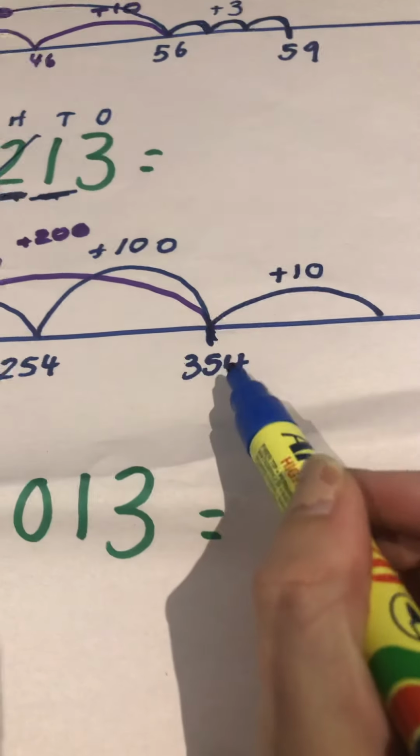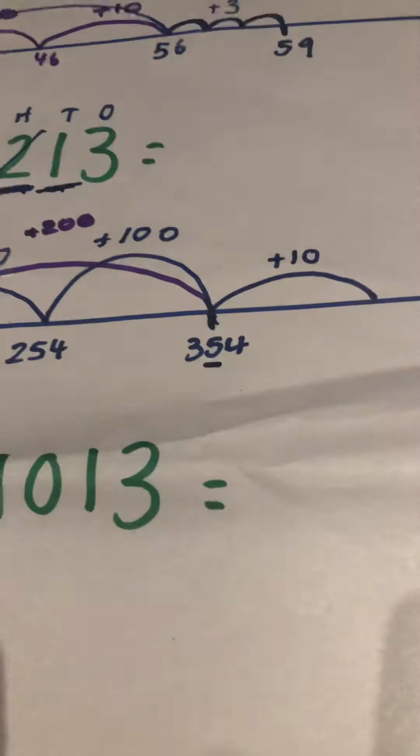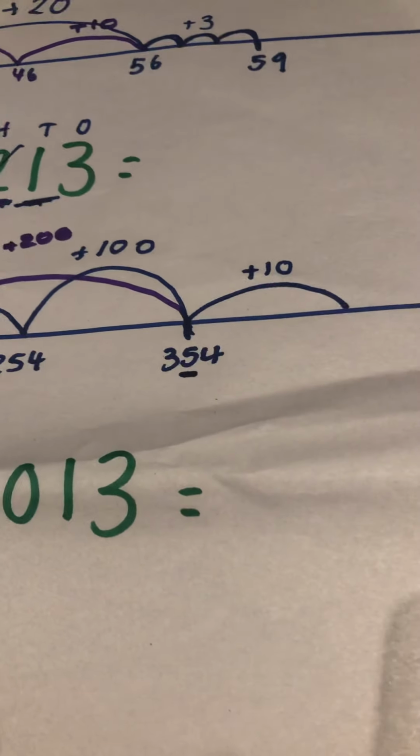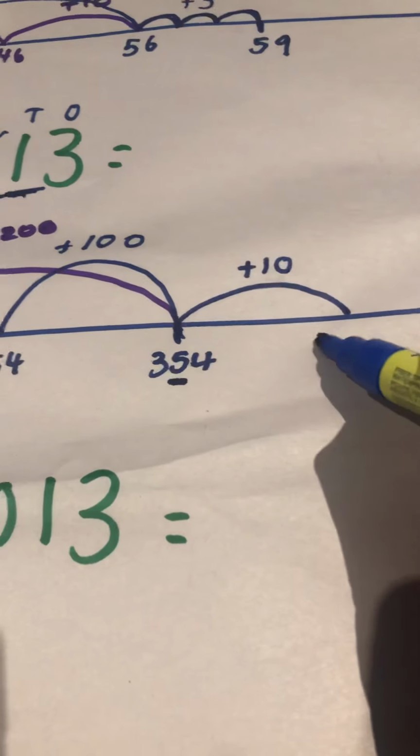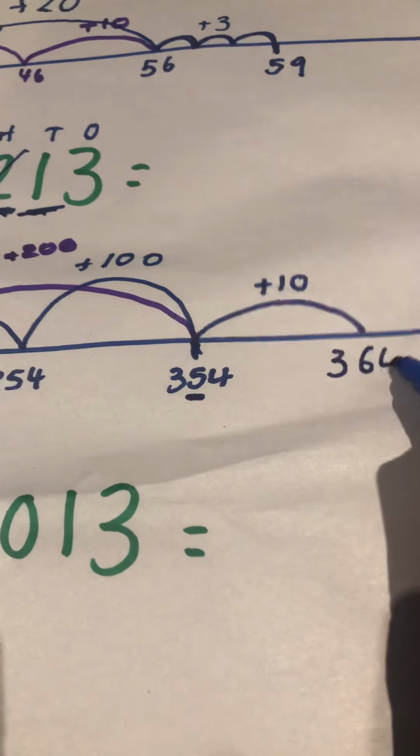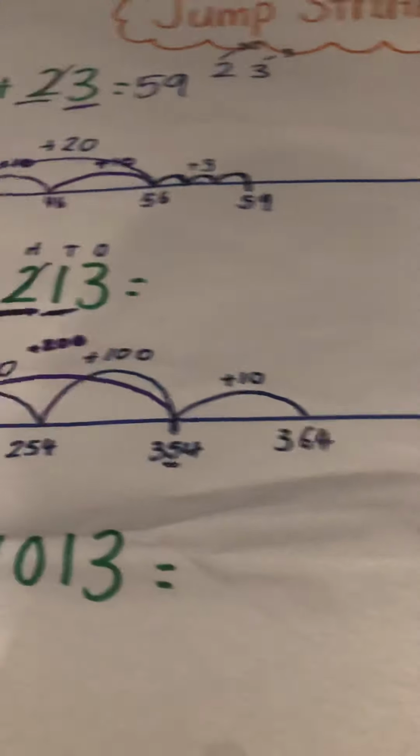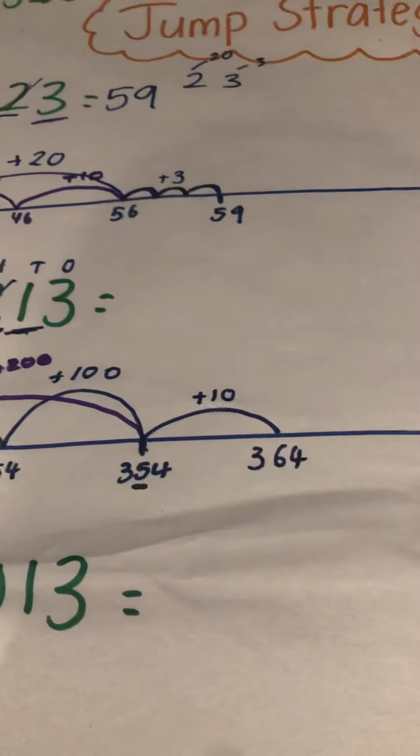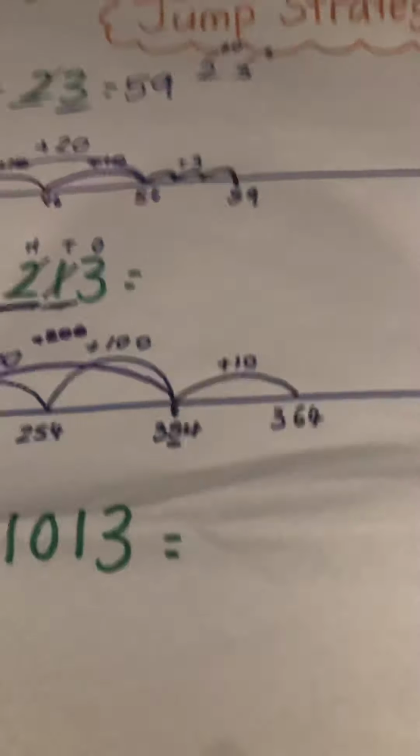Okay, so when we add a 10, it changes this value here. So 354 plus 10, you would get 364. Sorry, I said 364. 354 plus 10 is 364. Now I have added my 10 to that number.